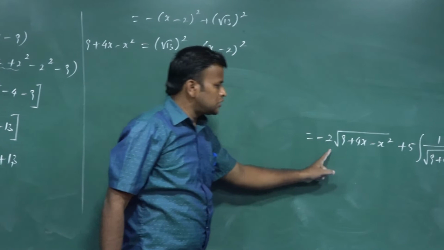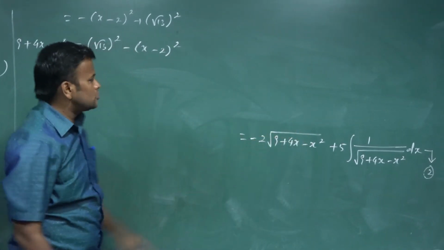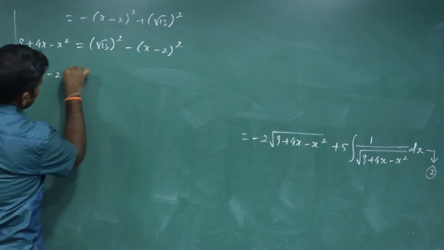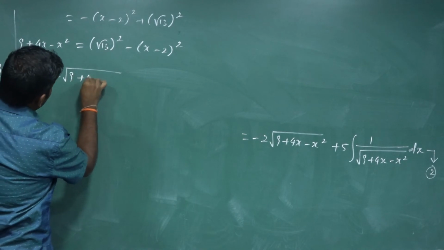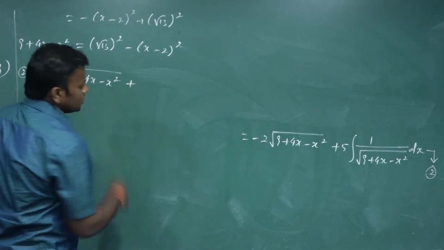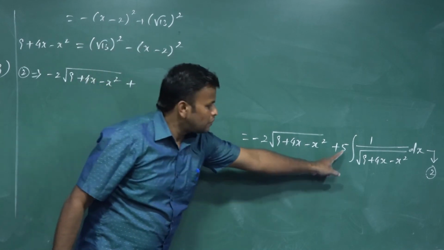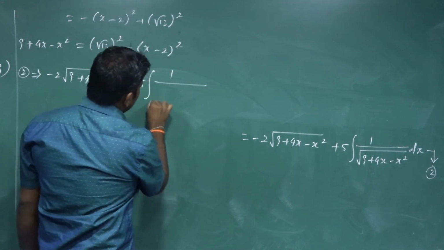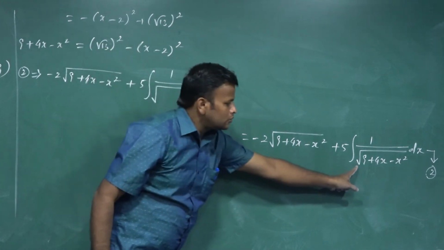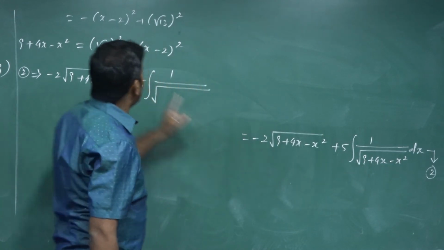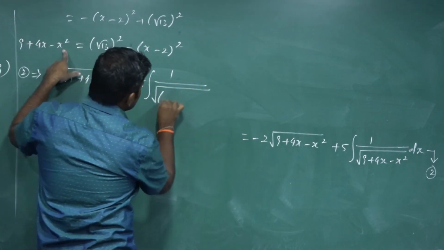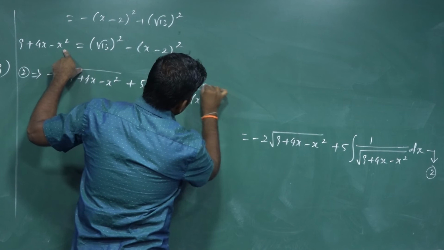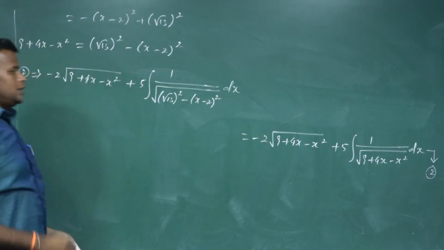So in equation 2 the first term is no change. In the second term we use the concept. So equation 2 gives the first term minus 2 square root of 9 plus 4x minus x square. We see here plus 5 outside is there, so plus 5 integrating 1 divided by, within a square root, the value of 9 plus 4x minus x square as root 13 the whole square minus x minus 2 the whole square into dx.